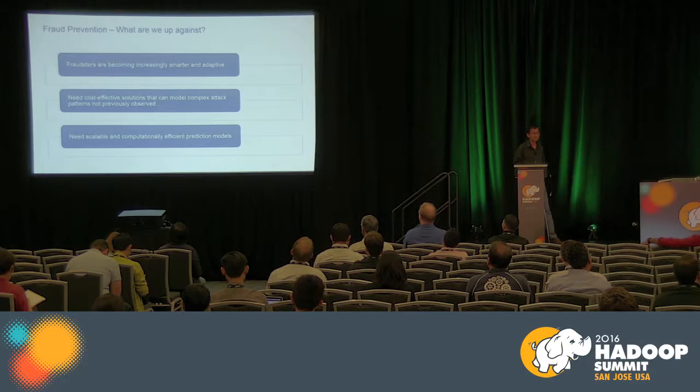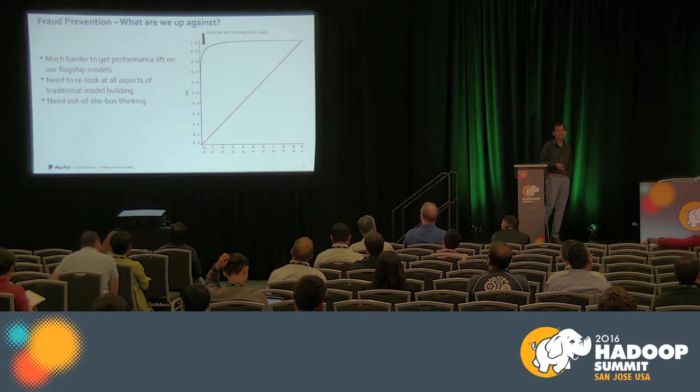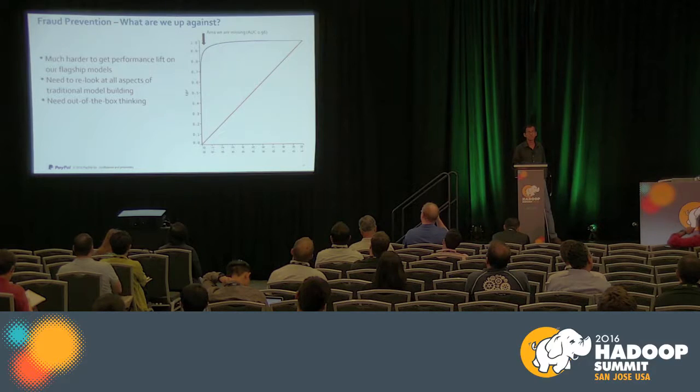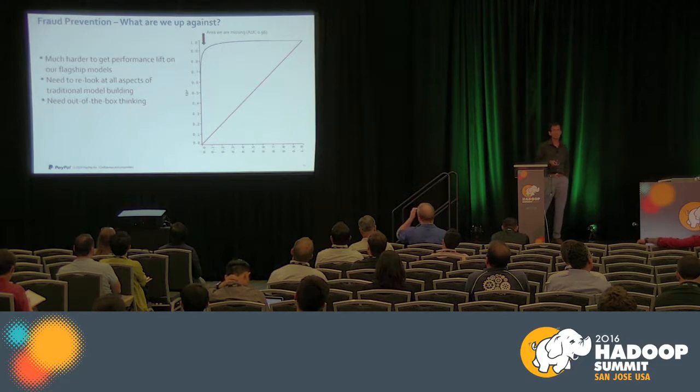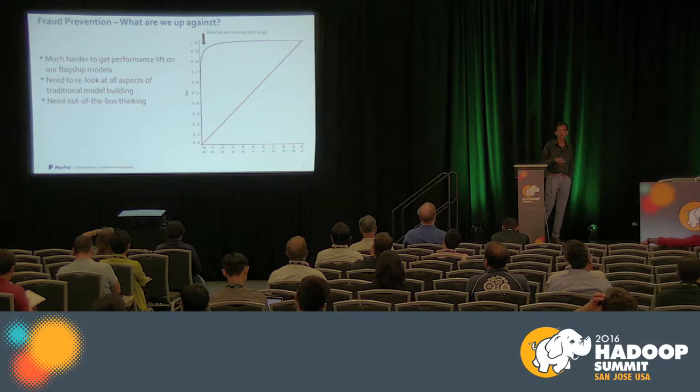So obviously, we all know fraudsters are becoming increasingly adaptive and smarter. We needed cost-effective, scalable, and computationally efficient prediction models. Our current models are extremely superior. In fact, we continuously challenge ourselves. Internally, we also challenge our outside vendors to challenge our production models. We give our score and ask them to build models based on our data set.